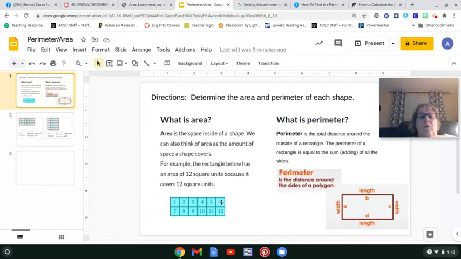Now, while we're thinking about carpet with area, with perimeter, we're thinking about building a fence, because perimeter is the total distance around the outside. So we're just thinking of the outside of the shape. And the way that we find perimeter is we're going to add all of the sides. So it's the distance around.